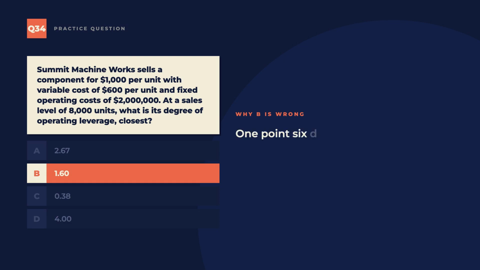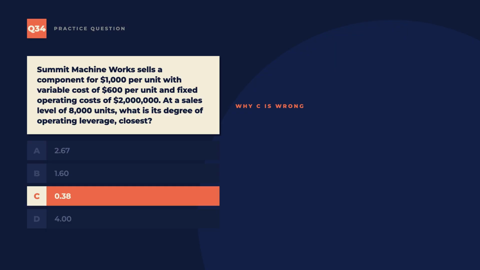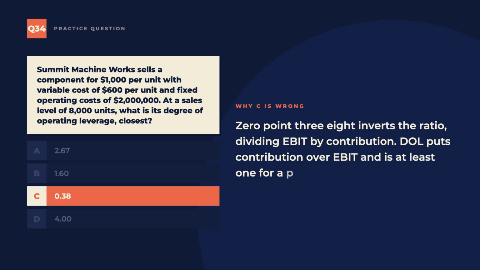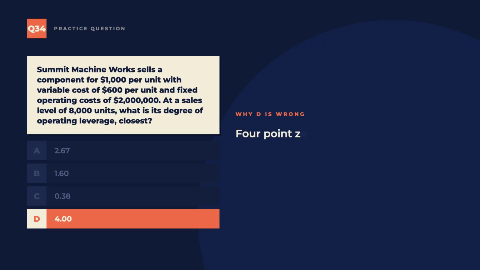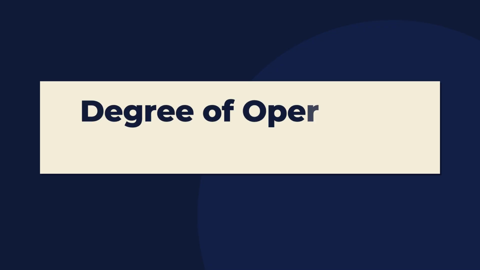B is wrong because 1.6 does not match these figures. It would require a different mix of contribution and fixed costs than the ones given. C is wrong because 0.38 inverts the ratio, dividing EBIT by contribution. DOL puts contribution over EBIT and is at least 1 for a profitable firm carrying fixed costs. D is wrong because 4.0 would require EBIT of $800,000 against the $3,200,000 contribution. Here EBIT is $1,200,000, so the ratio is about 2.67, not 4.